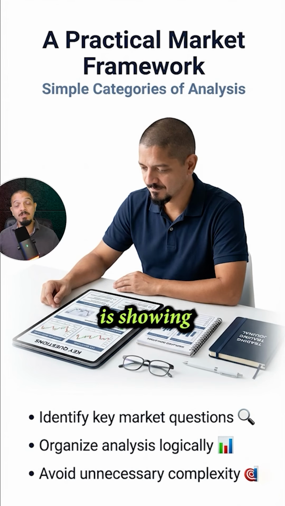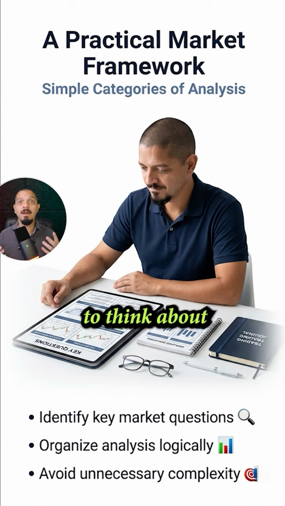Larry Williams is showing a very practical way to think about market analysis. Instead of filling a chart with dozens of indicators, he focuses on a few categories of information that help him understand what the market is doing. First, he wants to identify the trend. This is the basic direction of the market. Are prices generally moving higher or lower?